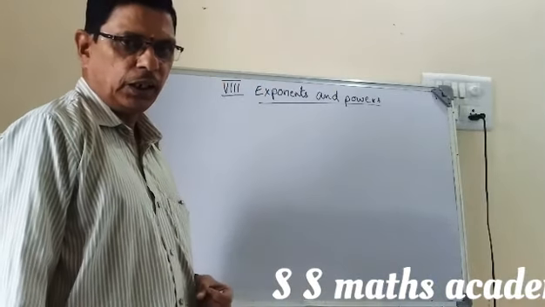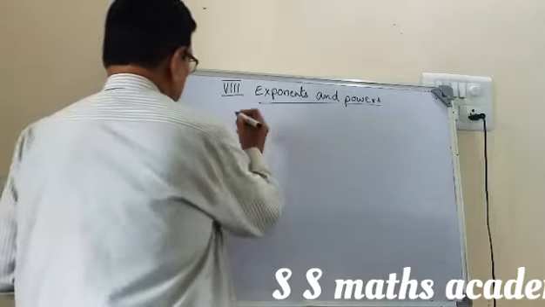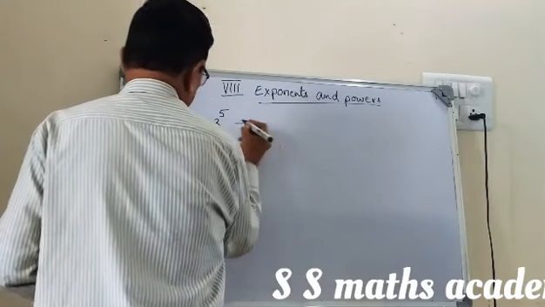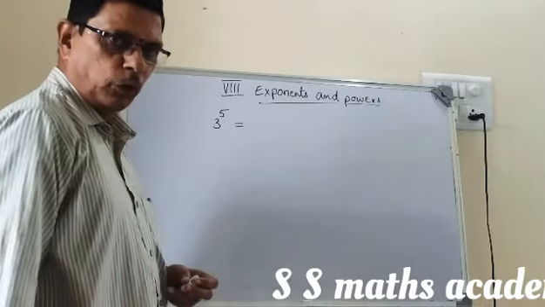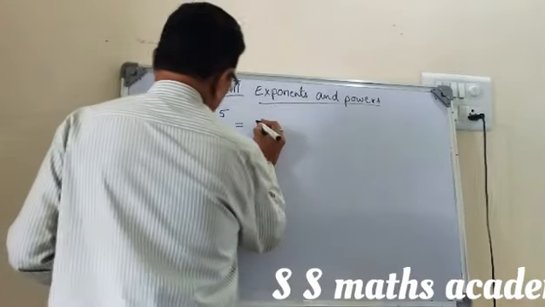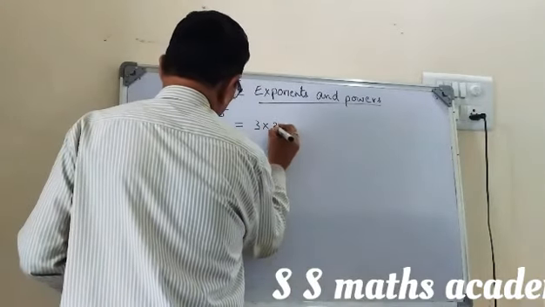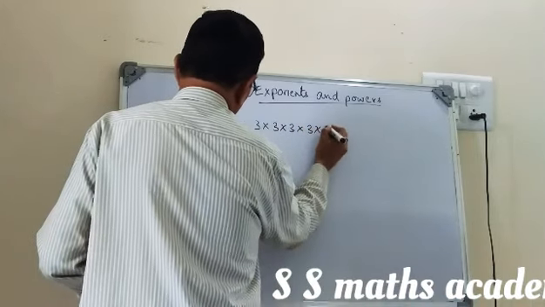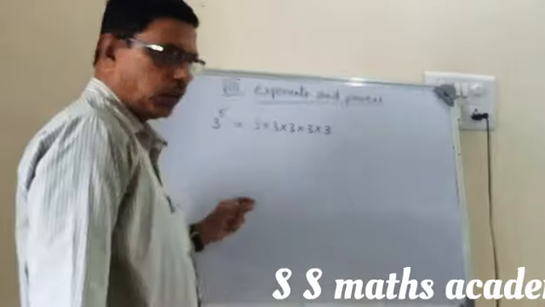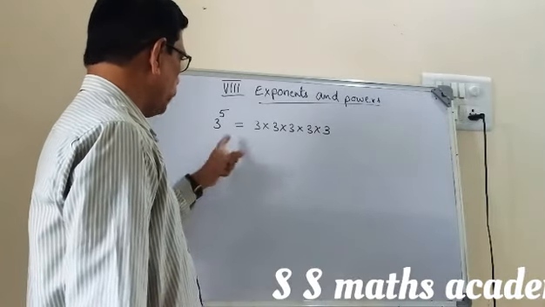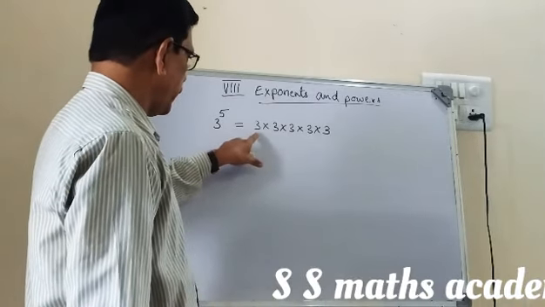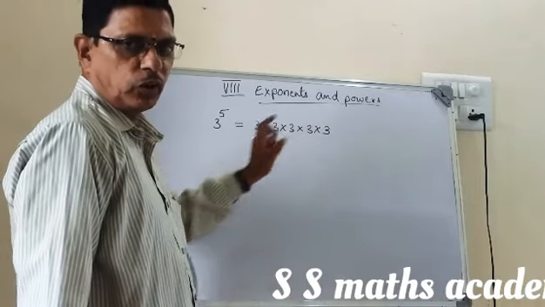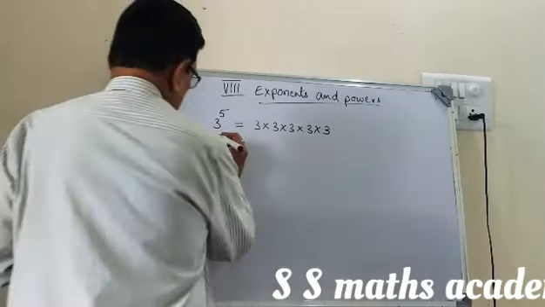Now we already learned in lower classes 3 to the power of 5. 3 to the power of 5 means 3 is multiplied 5 times. Is it clear, all of you? 3 to the power of 5 can be written like this: 3 into 3 into 3 into 3 into 3. How many times we have to write? We have to write 5 times.